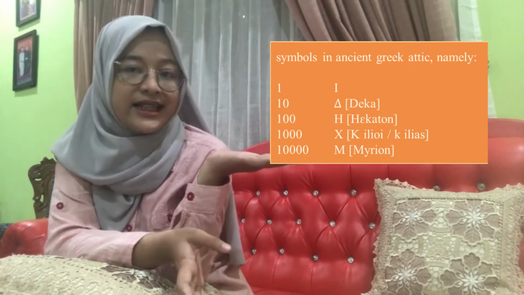The Attic numeral system is represented simply, where the numbers 1 through 4 are represented by the symbol of a stick. In this numeration system, the symbol 0 does not yet exist. This numeration system is an additive and multiplicative numeration system. Multiplicative is seen in the use of symbols where each of the same basic symbol can be abbreviated by using the symbol. The picture beside shows the symbols in ancient Greek Attic.